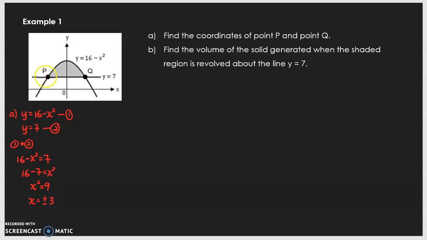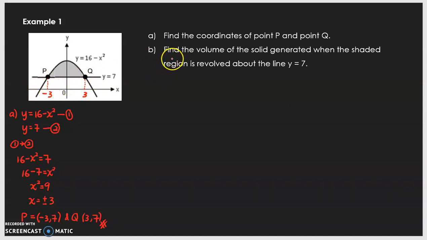So I can make a conclusion, since P is on the negative side, P will be equal to negative 3 and 7, and Q will be equal to positive 3 and 7. So this is the coordinate of P and Q. Here we know that here is negative 3 and here is positive 3. So this will be our boundary.